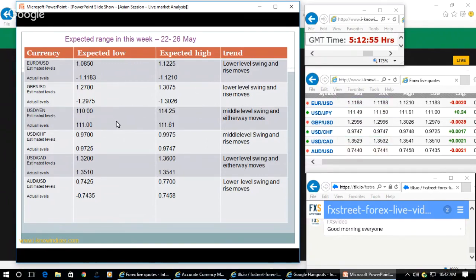Then in the case of yen, they are expected to make either way moves. Similar to last week, they could come down to 110 and then start gaining the levels. Then in the case of CHF, from the 97 area, they are expected to go to the 99 area. In the case of Canadian dollar, from 1.36, they are expected to come down to the 1.32 level. Australian dollar from 0.74 to the 77 level.